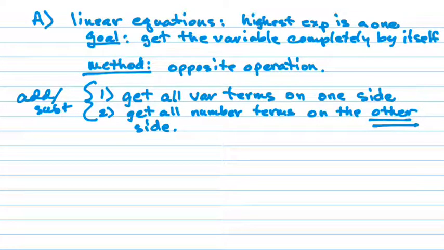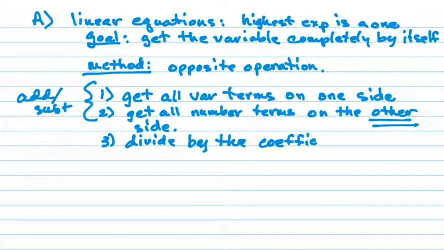Third and final step. Divide by the coefficient. Coefficient means the number in front, right, of the variable. Coefficient of the variable term.